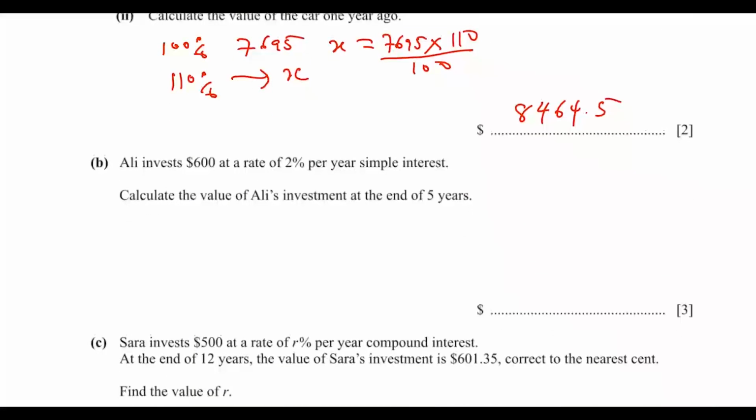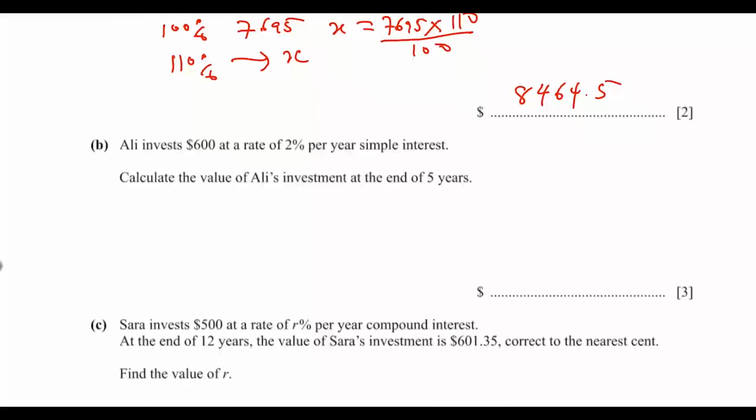Let's go to part B. Ali invests $600 at a rate of 2% per year simple interest. Calculate the value of Ali's investment at the end of 5 years. Here the principal is 600 and the rate is 2%, which is the same thing as 0.02, and time t is equal to 5 years.